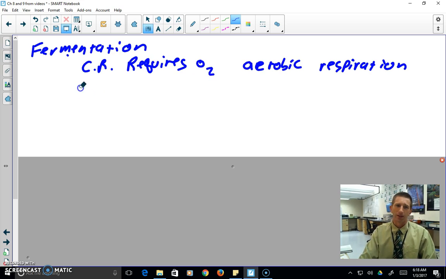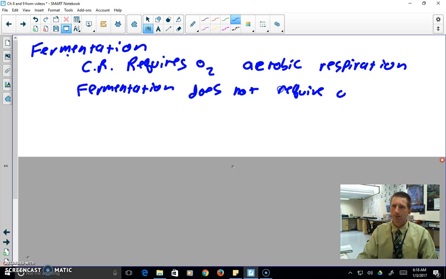Fermentation, on the other hand, does not require O2. So it's not aerobic respiration, it is anaerobic respiration. If you remember GLR's Greek and Latin roots, a or an means not. So aerobic is with O2, w slash means with, it's shorthand for with, O2. Fermentation is anaerobic, and that is without. W slash O means without O2.